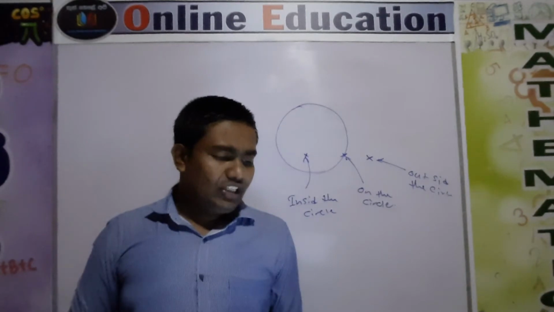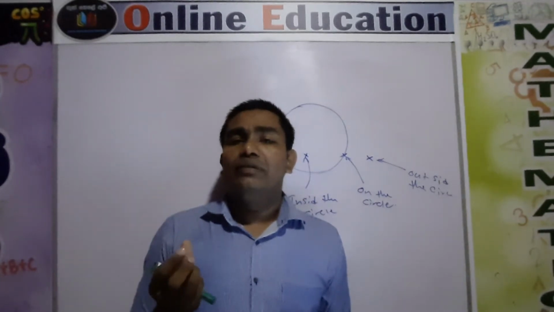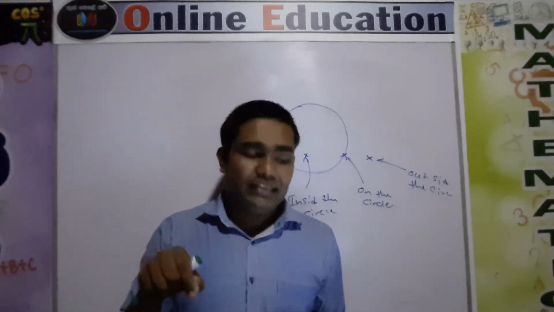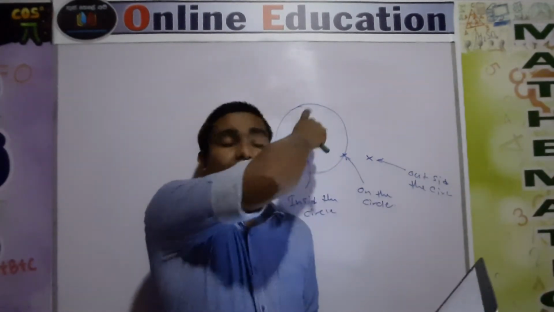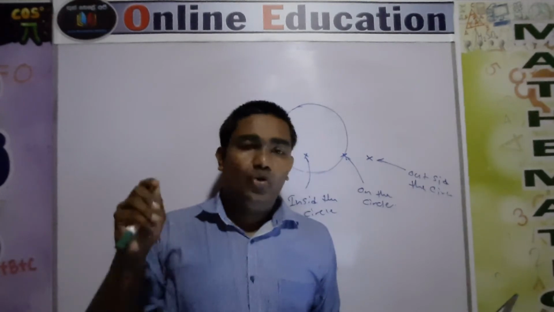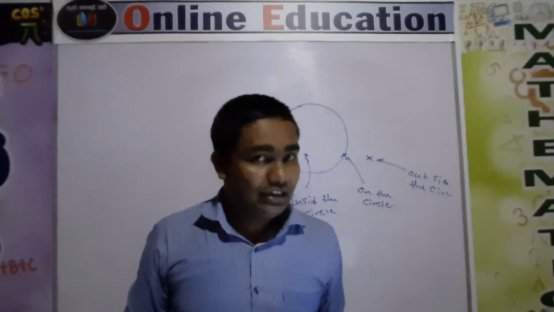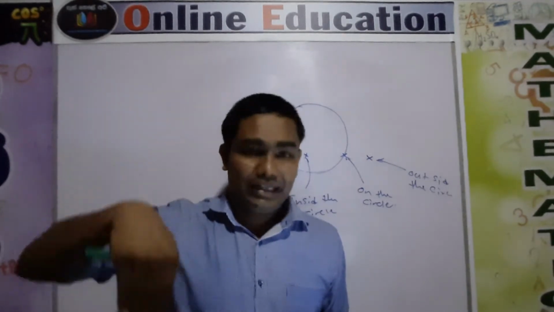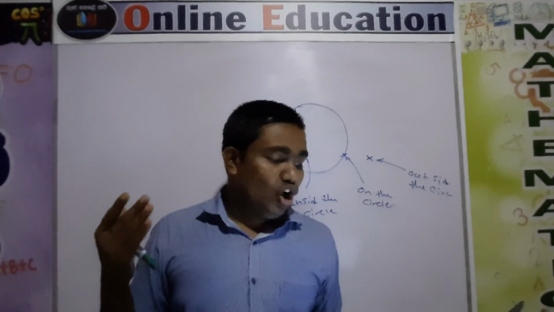In this figure, which letters indicate positions inside the circle? You should have the knowledge to understand the points inside the circle. What are the letters? P, A, O. Those points are inside the circle. I think that is very clear.